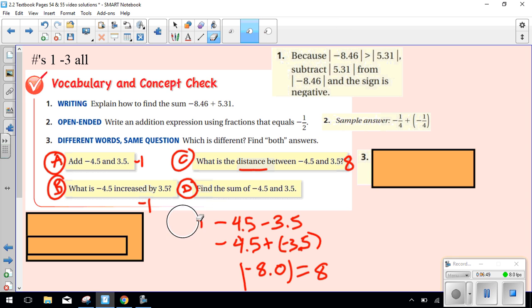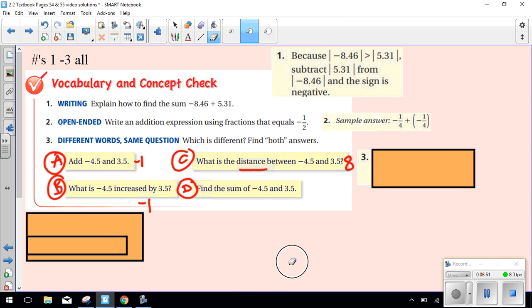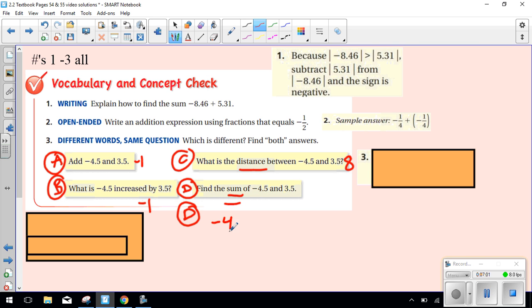So that's letter C. And let's take a look at letter D. Letter D says find the sum. That means add this plus this. So negative 4.5 plus 3.5. And we've done this twice before. It equals negative 1.